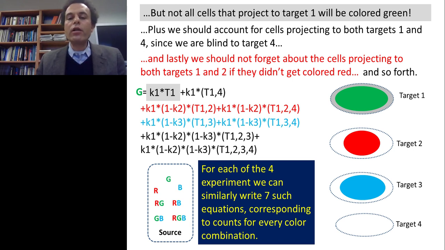And now you get the drill. We do the same for 1 and 3, for 1, 2, and 3, where both 2 and 3 are in the penumbra, and all of the above that also hit 4, for which we are completely blind. So we can write this very complex equation. And for each of these 4 experiments, we can similarly write 7 such equations, 1 equation for each of the combinations of color. So we have 4 experiments, 7 equations for each experiment, which makes 28 equations.